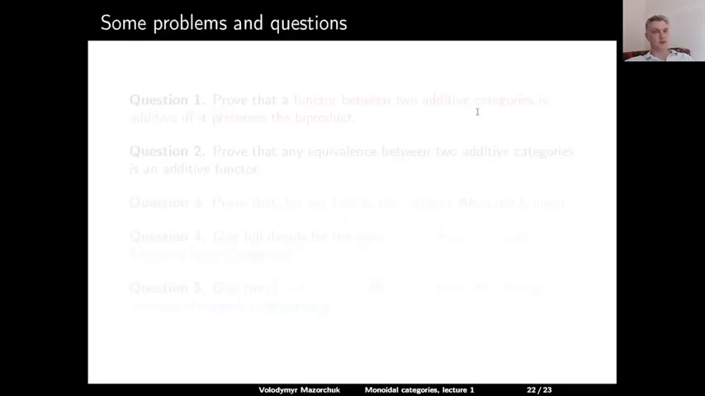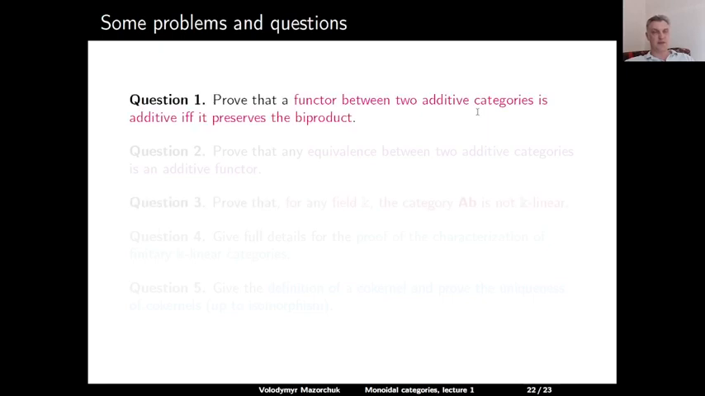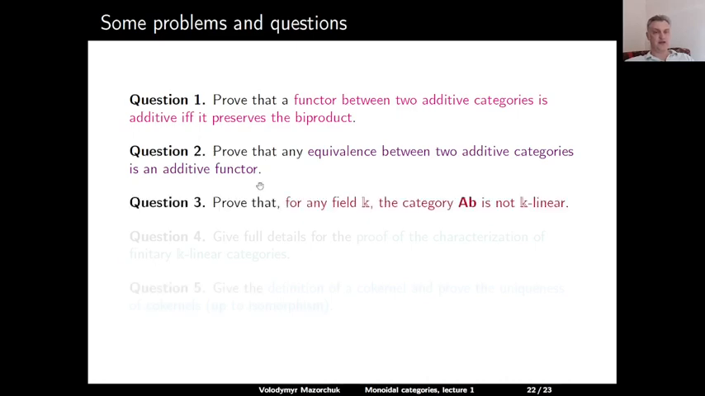Okay, some problems and questions for today. Question 1, prove that a functor between two additive categories is additive if and only if it preserves the biproduct. Question 2, prove that any equivalence between two additive categories is an additive functor. Question 3, prove that for any field K, the category of all abelian groups is not K-linear.